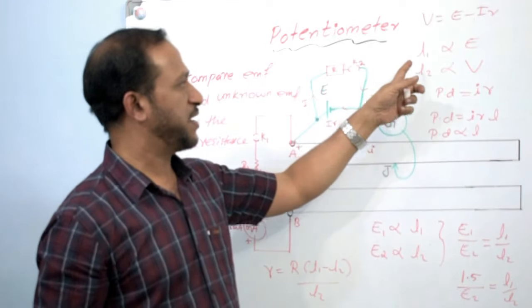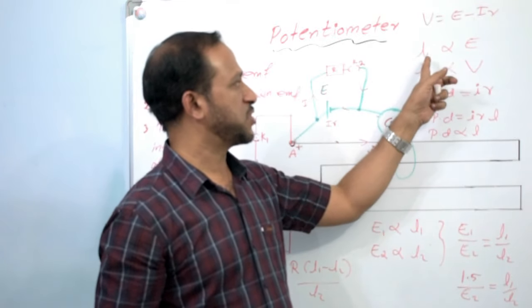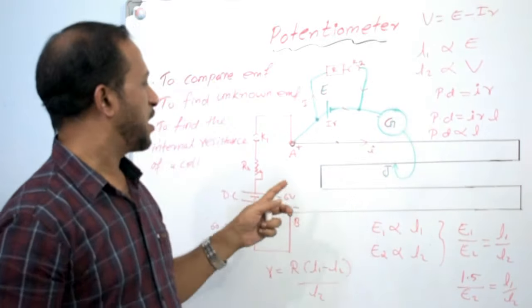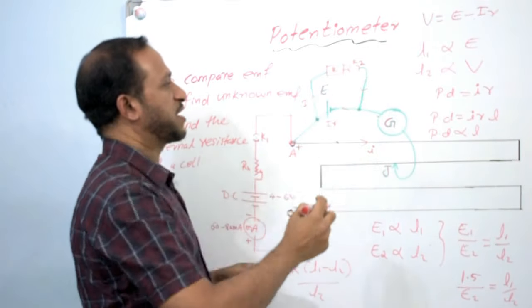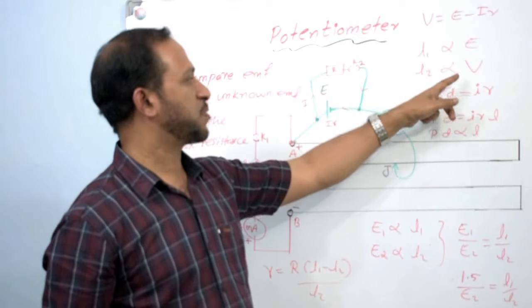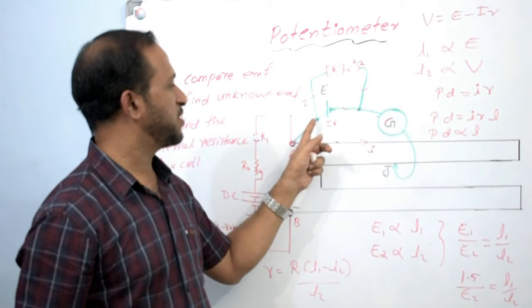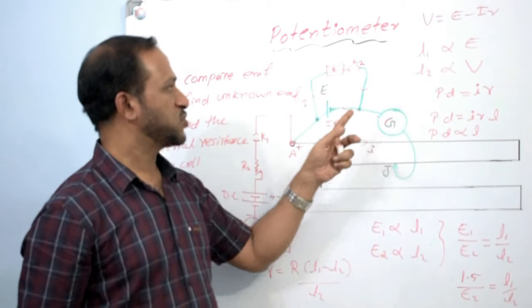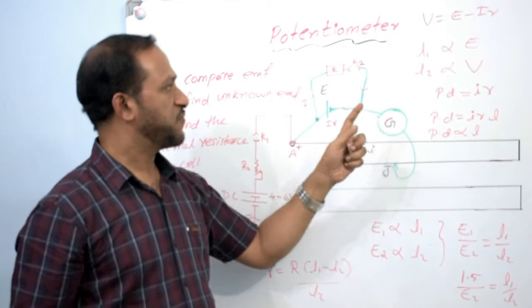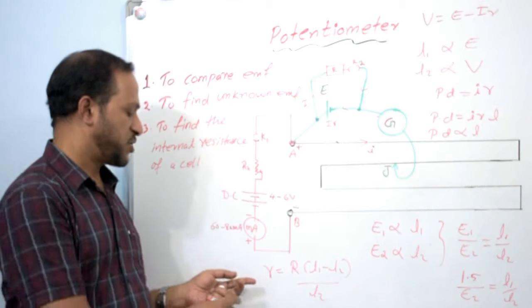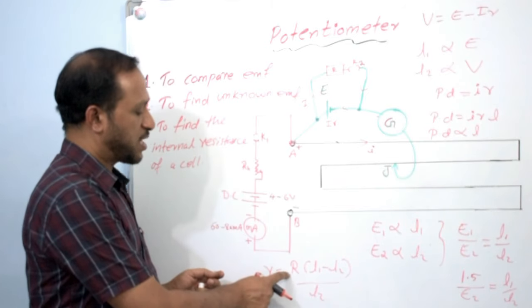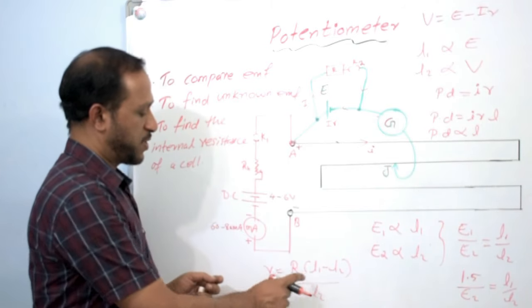That again will give another value of L1, E proportional to L1. And next, insert the key and find another balancing length L2, that is proportional to the potential difference of the cell, not the EMF. So L2 will be less than L1. From those two values, we can get another result of internal resistance r, that is R into L1 minus L2 by L2.